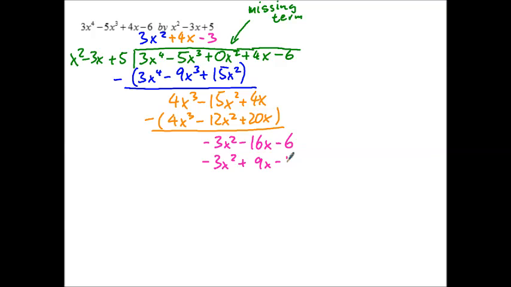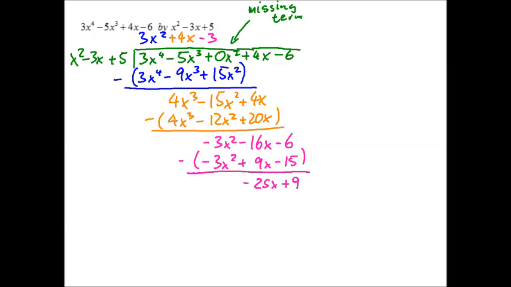minus 15. Subtract everything. First term disappears. Negative 16x minus 9x is negative 25x plus 9. Always be careful with that double negative. And the negative 25x plus 9, we see that we cannot divide the negative 25x by the x squared anymore. So this entire piece is our remainder.